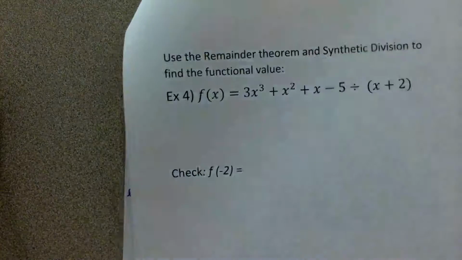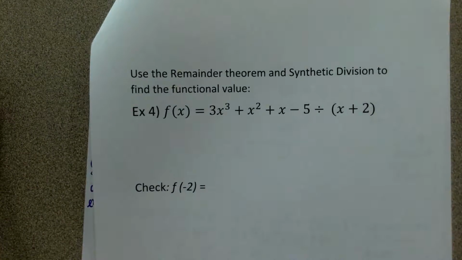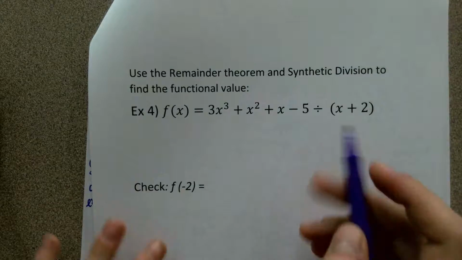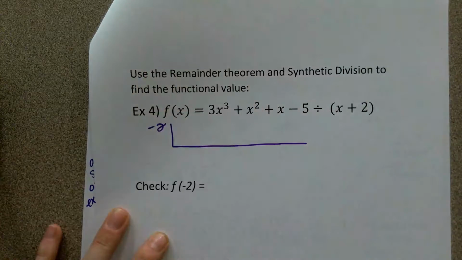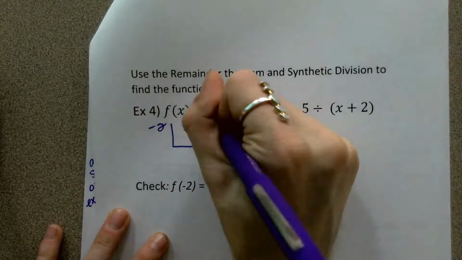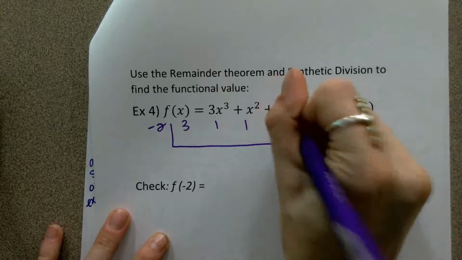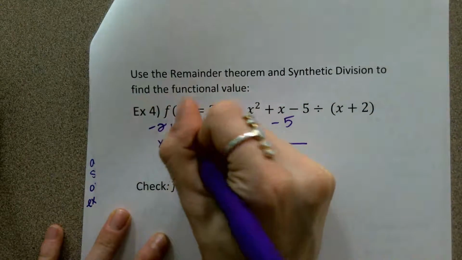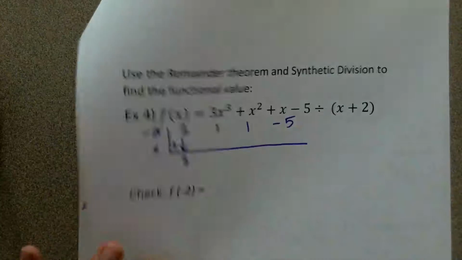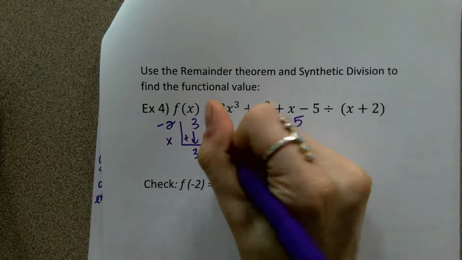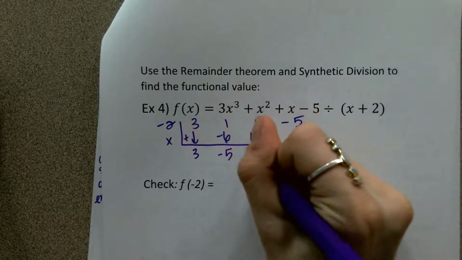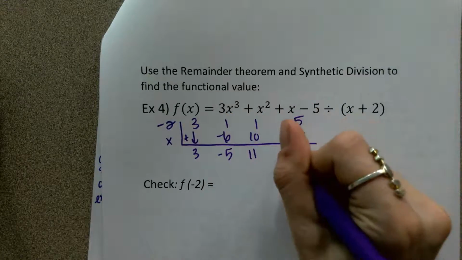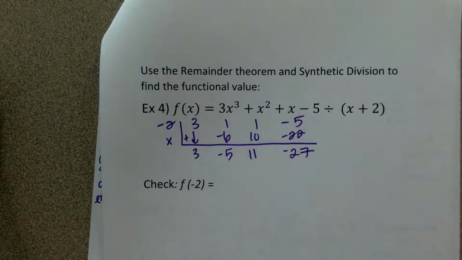Doing an example of that: use the remainder theorem in synthetic division to find the functional value. Once again, we're just going to do our synthetic division. So -2 is on the outside. Fill in our leading coefficients. Bring the first number down, multiply on the outside and add on the inside. So we have -2 times 3, which is -6. Adding is -5, 10, 11, -22. So we get a remainder of -27.